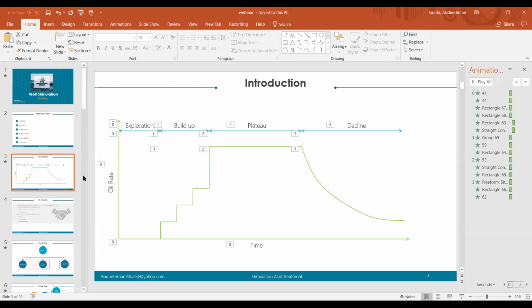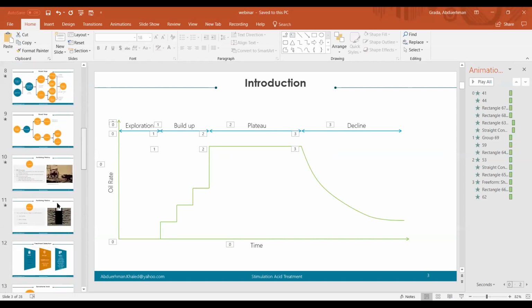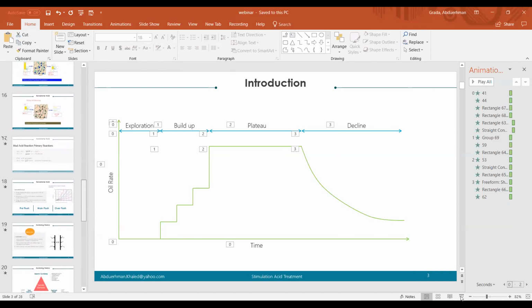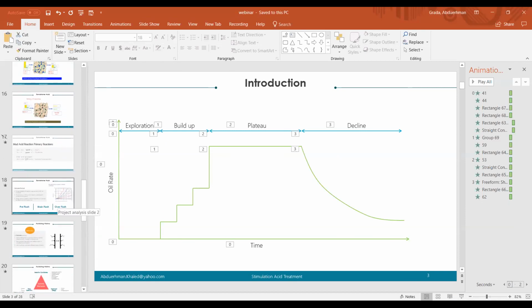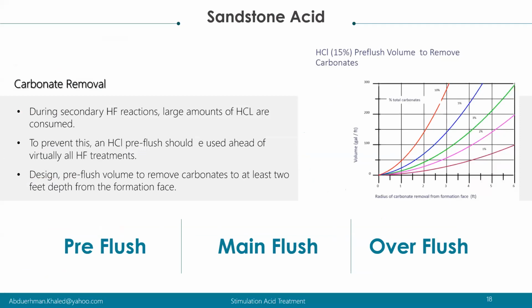continue with the sandstone treatment acidizing. I guess we stopped here. For sandstone acidizing, it's really critical that we pick one primary reaction, but we also have the secondary reactions, and if the secondary reaction happens, of course, it will precipitate unwanted materials.